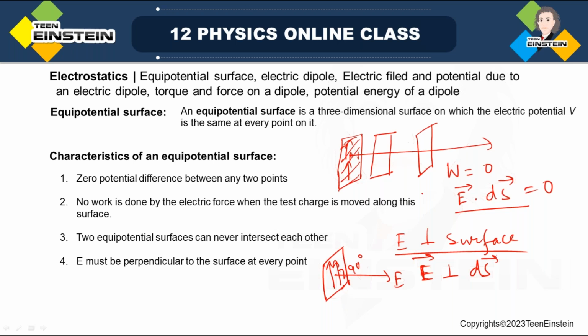Why? Because this work done is zero. Work done due to electric field at any point, okay, will be zero. So that's why from that corollary we can just say that the electric field will be always perpendicular to the displacement. Okay, perpendicular to the displacement, and displacement always occurs along the surface. Okay, along the surface it occurs. All right.